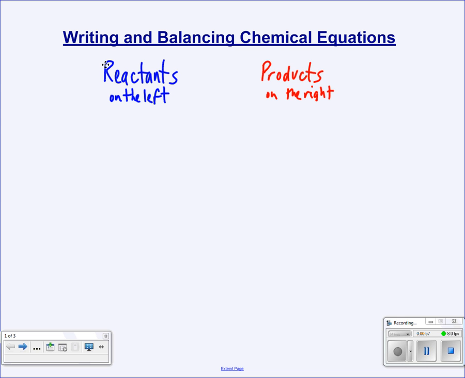Between reactants and products, many of you know there's an arrow. This arrow is called the yield arrow.